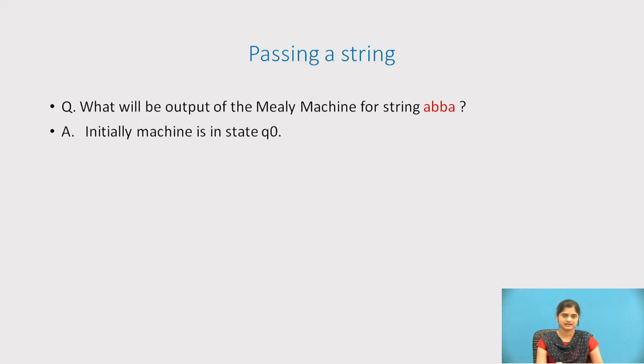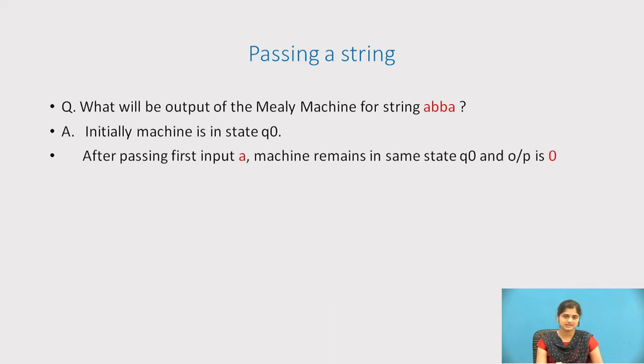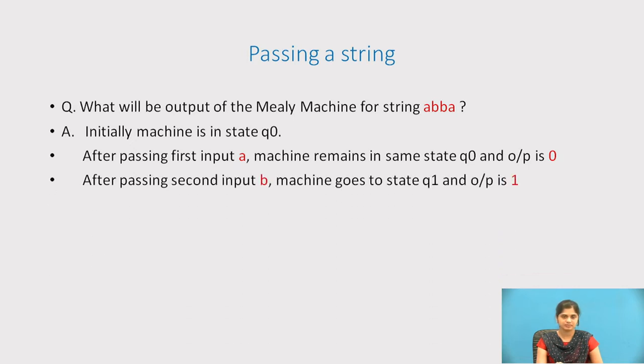If you look at the diagram in the previous slides, initially the machine was in the state Q0. After passing the input A, the machine remains in the same state Q0 and the output is 0. After passing the next input B, the machine goes to the state Q1 and the output is 1.